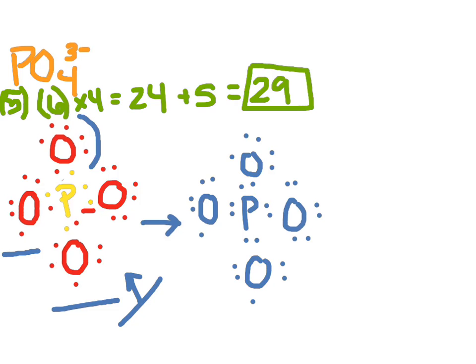So in this case, do we have 29 electrons? Let's count. 1, 2, 3, 4, 5, 6, 7, 8, 9, 10, 11, 12, 13, 14, 15, 16, 17, 18, 19, 20, 21, 22, 23, 24, 25, 26, 27, 28, 29. We have 29 electrons, right? But each atom needs an octet of 8. So what you're going to do is add an electron, and I'm doing it in a different color, to each of the O's that needed an octet of 8.